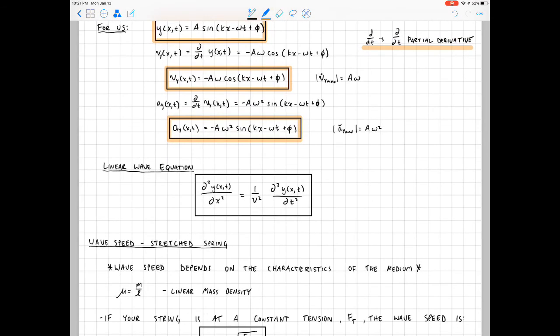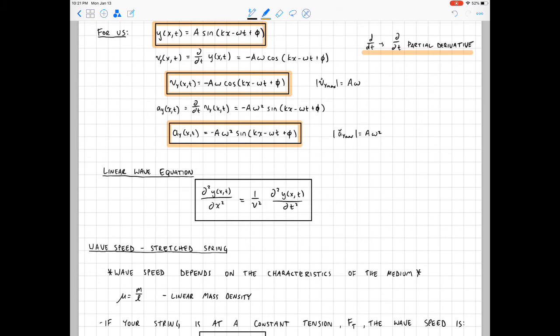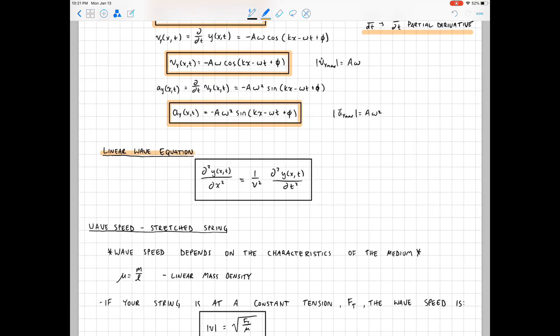Now, the last thing that we want to mention about the wave expressions is that you can combine the position dependent function and the time dependent function to end up with what's known as the linear wave equation. Now, I skipped the algebra. It's included in the textbook if you want to check it out. But the end result is what's known as the linear wave equation. And the linear wave equation is one of the most important relationships that we have in physics.